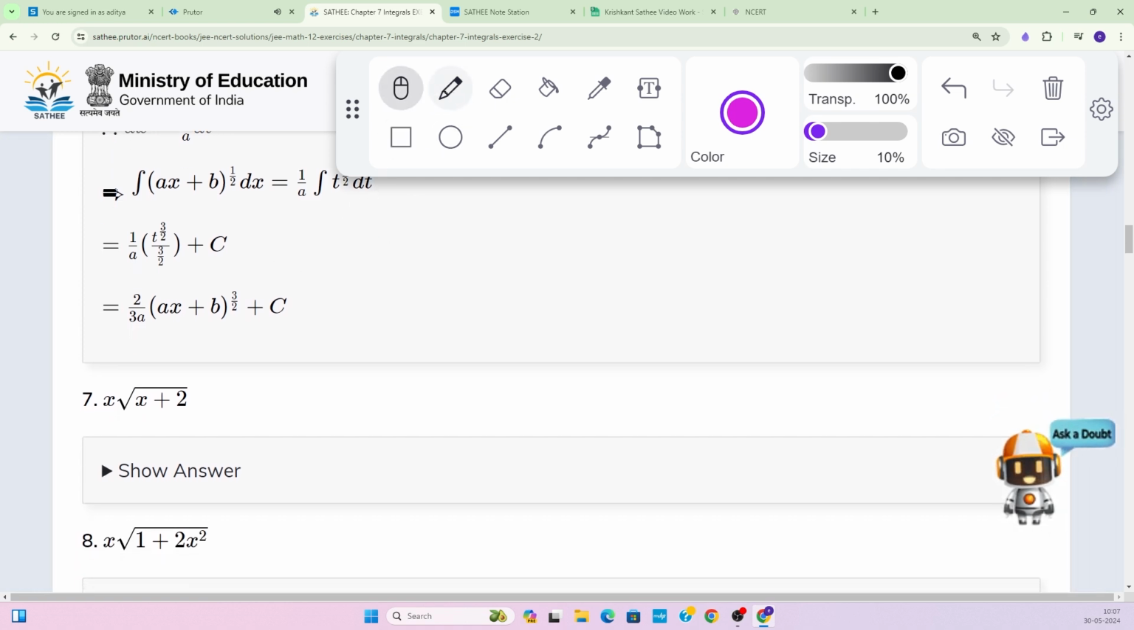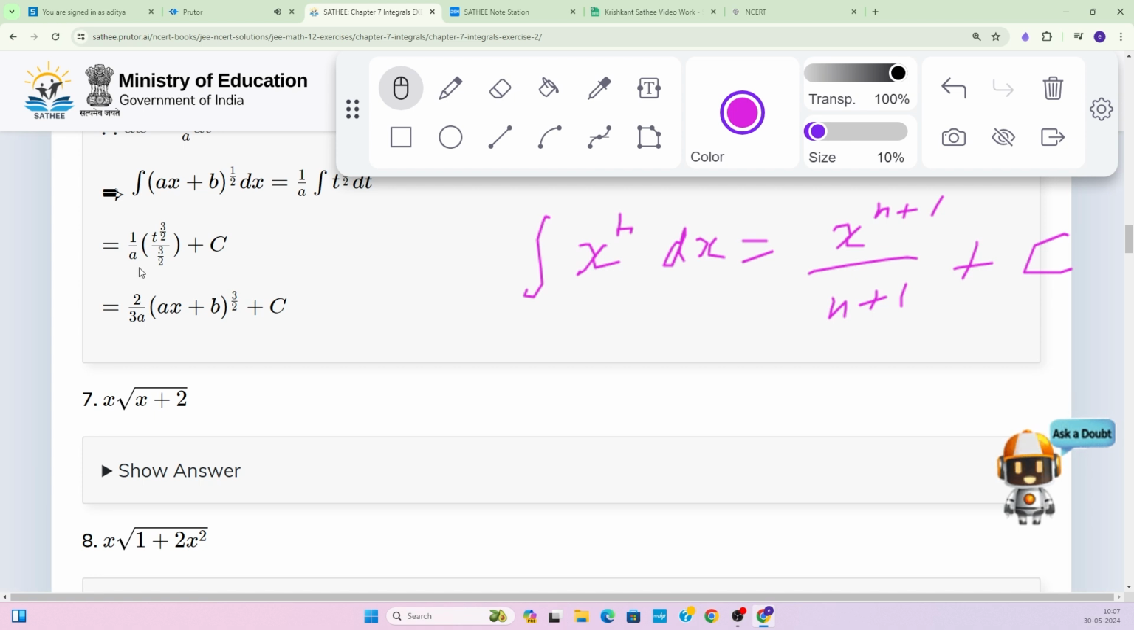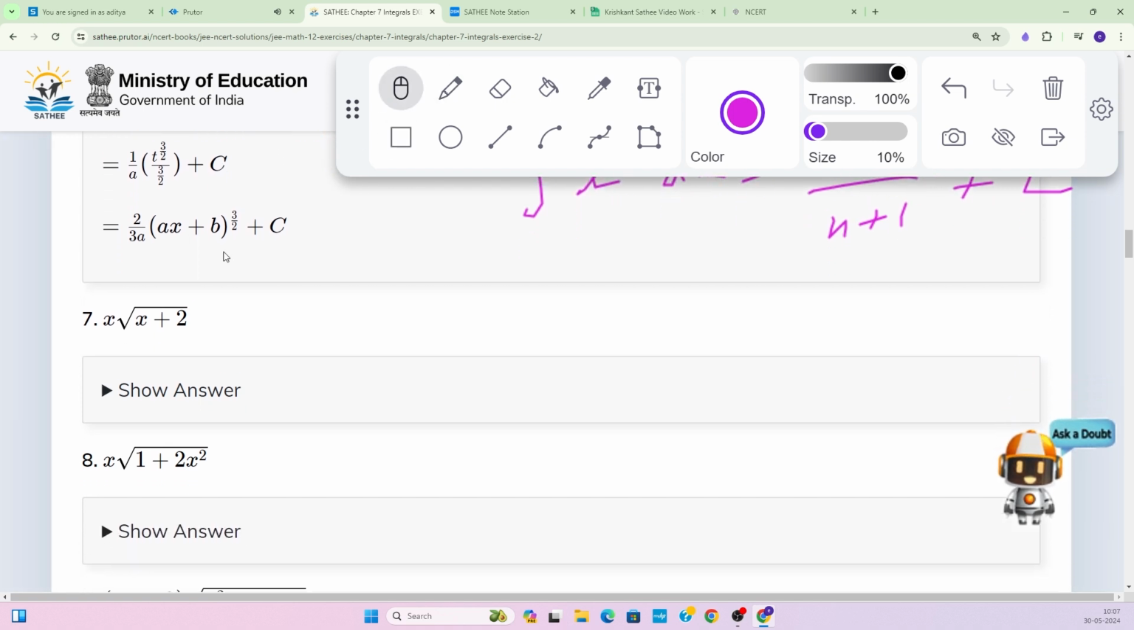After integrating using the basic integration rule, which is the integration of x power n dx gives you what? x power n plus 1 divided by n plus 1 plus some constant. So you will get 1 by a multiplied with t power 3 by 2 divided by 3 by 2 plus some constant. After simplifying and substituting your original expression in terms of x, you will get 2 by 3a multiplied with (ax plus b) whole power 3 by 2 plus some constant. You will get this as your answer.